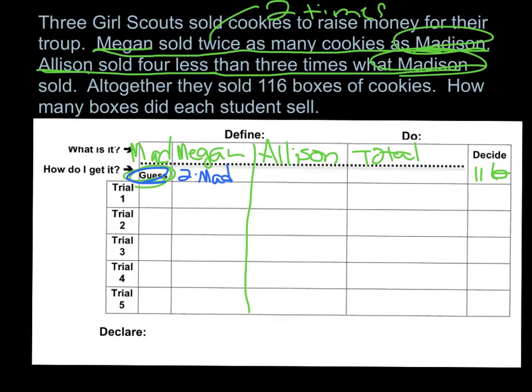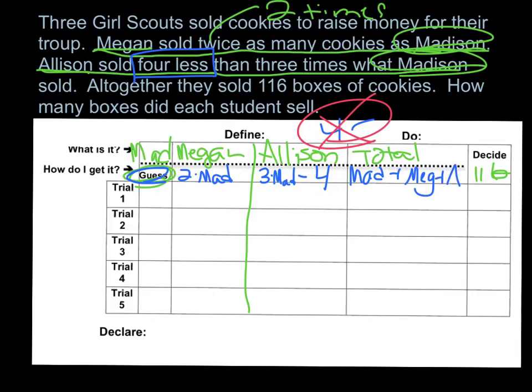All right, check it out, guys. When it says 4 less, that means I'm taking 4 away. It doesn't mean 4 minus something. That is wrong. It means I'm subtracting 4 from something. And it says I'm subtracting 4 from 3 times. So I'm going to do 3 times Madison's. And then the total is going to be Madison's plus Megan's plus Allison's.